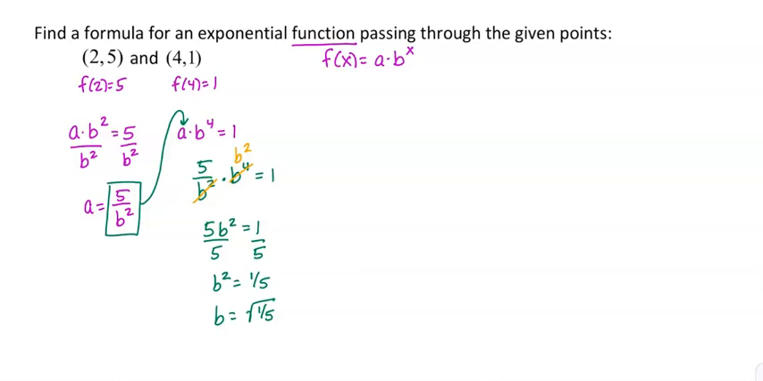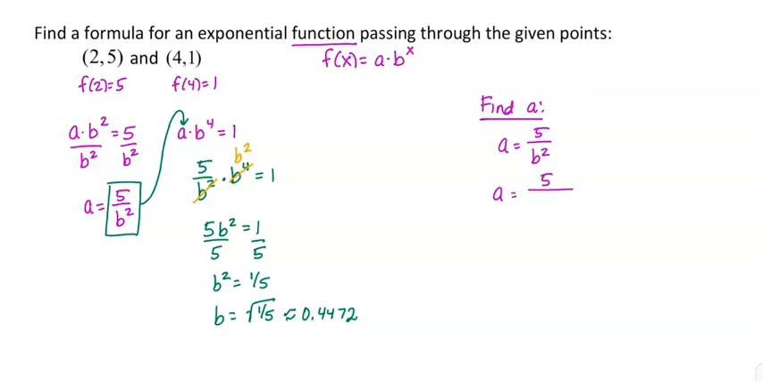In our actual function, it's often helpful to also give a decimal approximation when we have a radical like this. So if we put the square root of 1/5 into our calculator, we see that it's approximately 0.4472. That tells us one of the values that we're going to need for our function. We still need to find our value for a. To find a, we can go back to what we knew originally about a. We said a was equal to 5 over b squared. Now that we know b, we can plug in to find a.